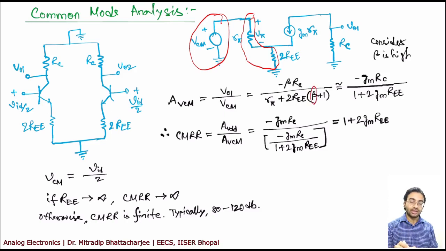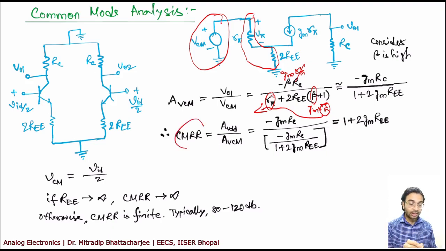And your beta value is generally very high, so you can neglect 1 in this term. So you will end up with minus GM RC divided by 1 plus 2 GM RE, because beta equals GM R pi. I have replaced this value. R pi will come out as a common factor, and then it will get cancelled. Here also it is GM R pi, right? So R pi will get cancelled. You have GM RC and 1 plus 2 GM RE.